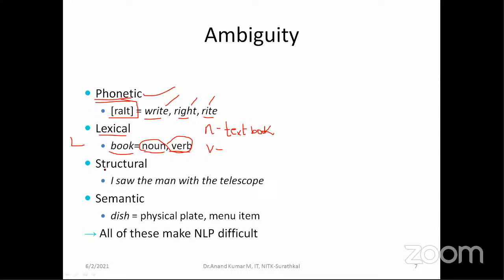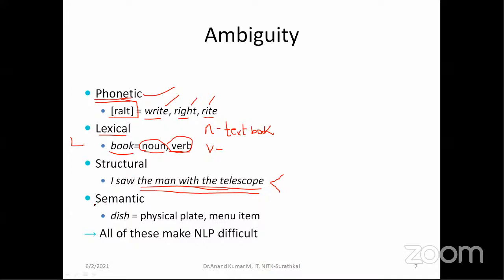And structural level ambiguity. I saw the man with the telescope. What are the two meanings for this sentence? I saw the man using the telescope. That is one meaning. The other meaning: I saw the man who is holding the telescope. Correct? So this is structural level ambiguity.